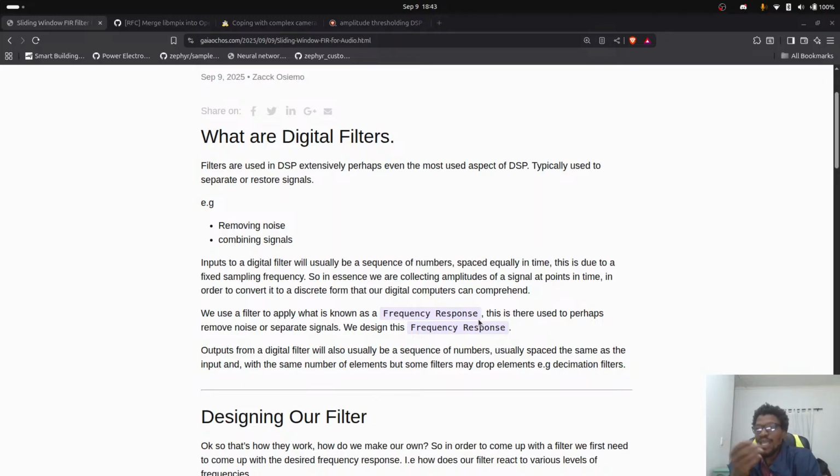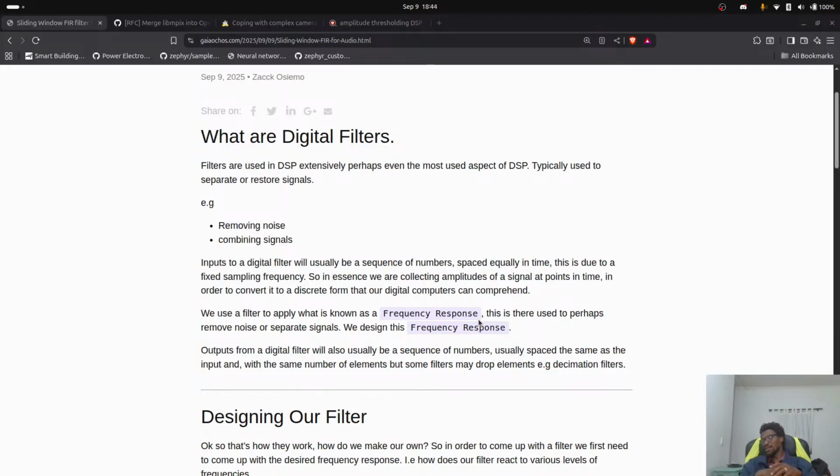So in essence, that's just collecting where the signal is at certain points in time, or amplitudes of this thing at certain points in time, and then we call that a signal. And then we use a filter to apply what is called a frequency response. The reason it's called a frequency response is because in a digital computer, it's easier to reason about things in frequencies rather than in some other formula.